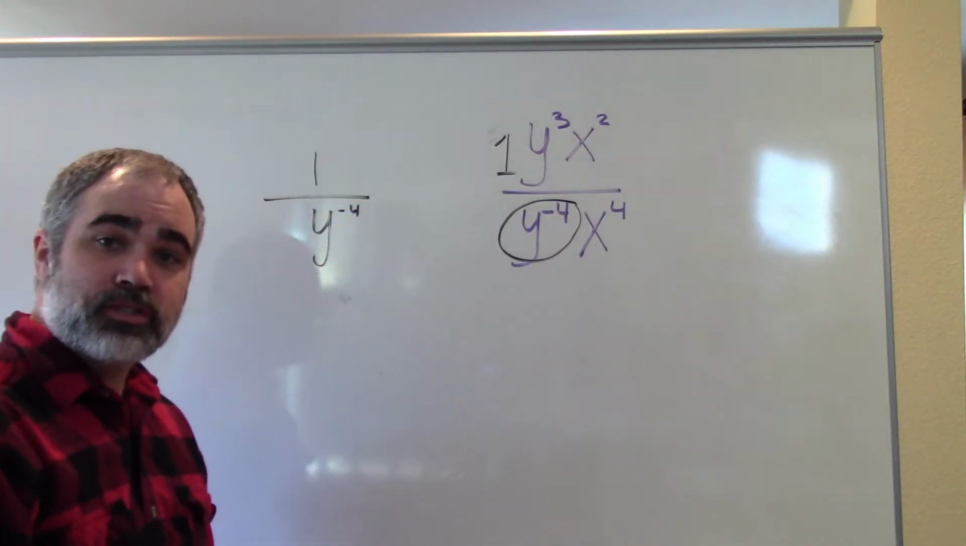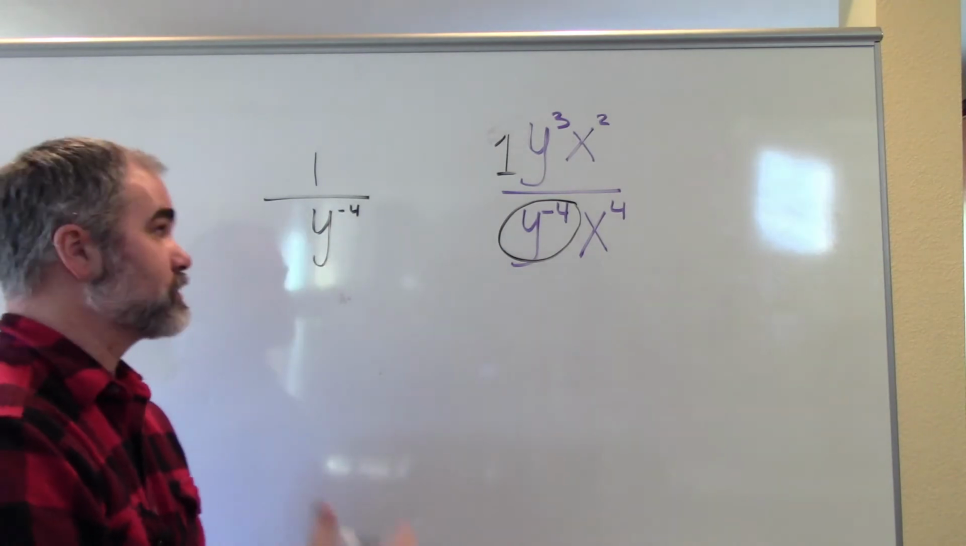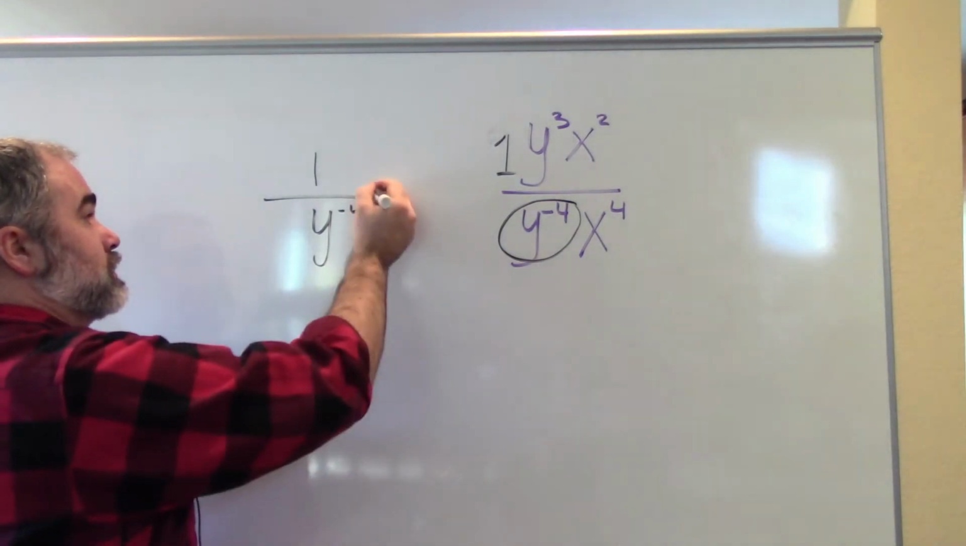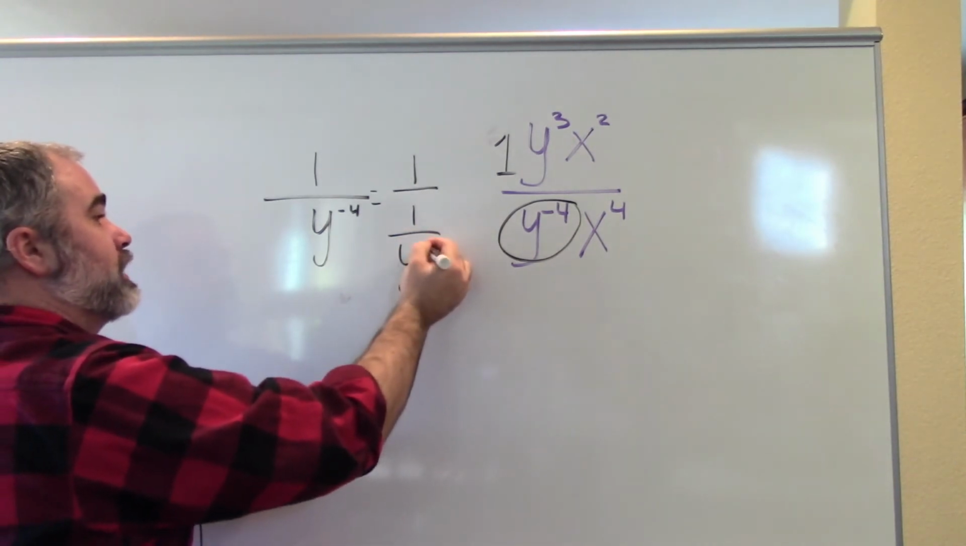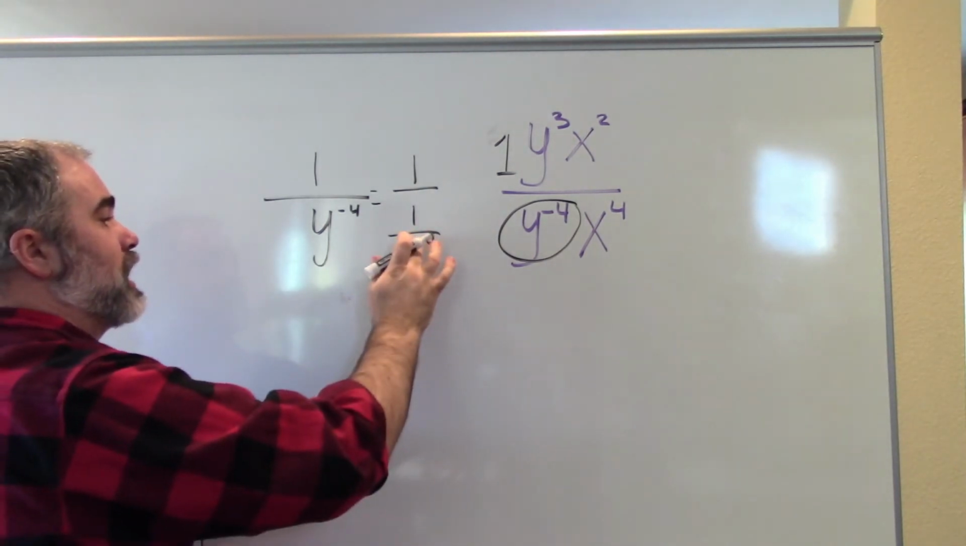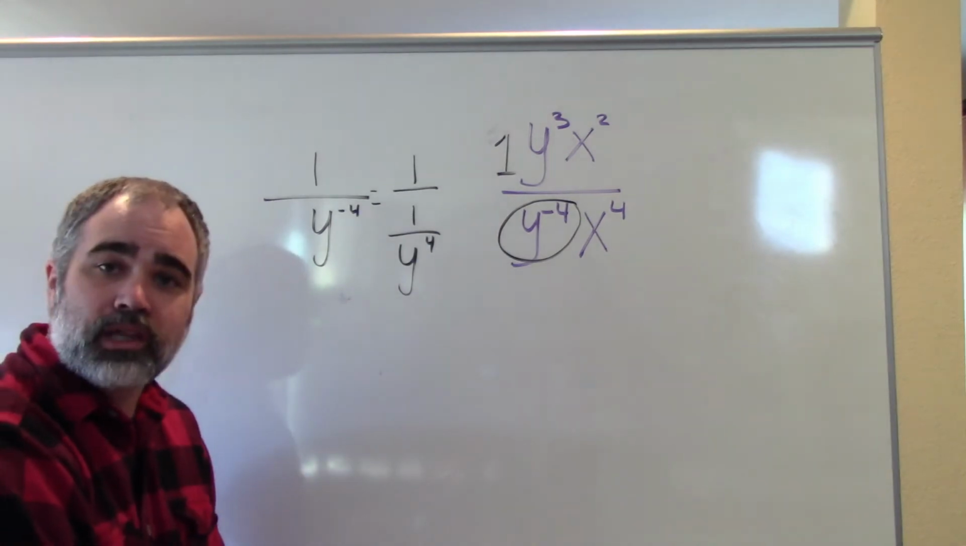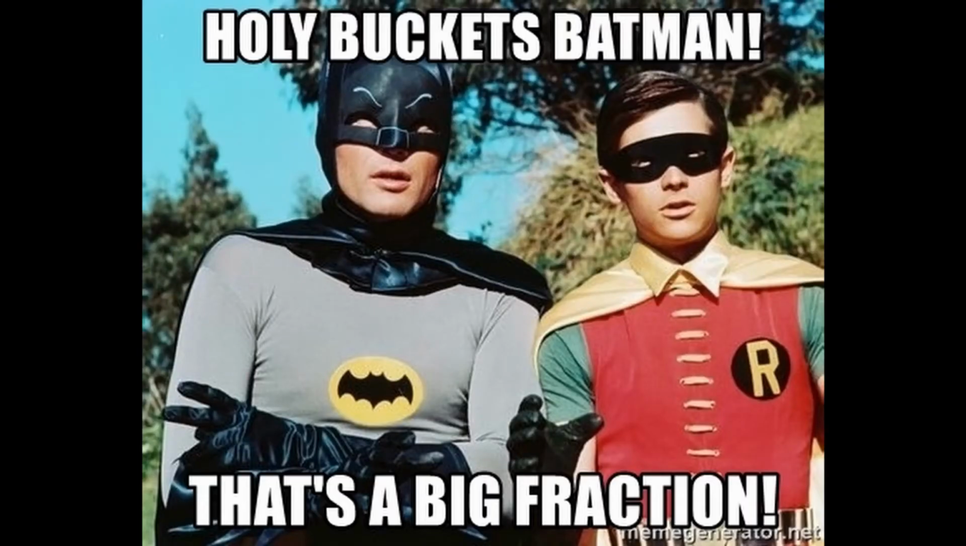But remember, something to a negative power is divided, so what this really means is 1 over 1 over y to the fourth. Holy buckets, that looks horrible. Fractions inside of fractions, what is this, Inception, but with math and not fun?